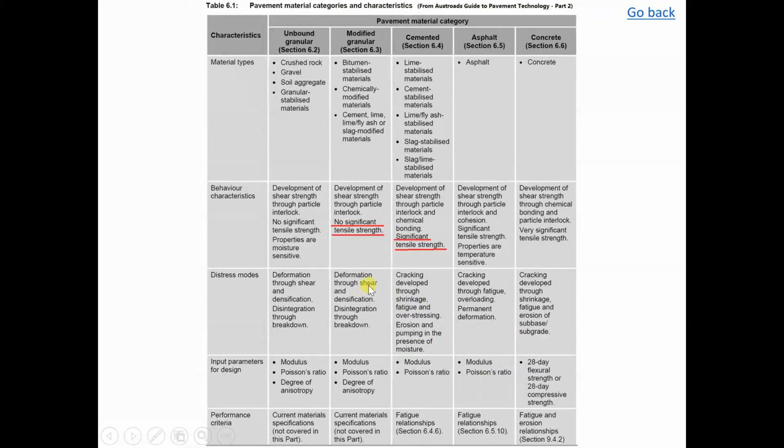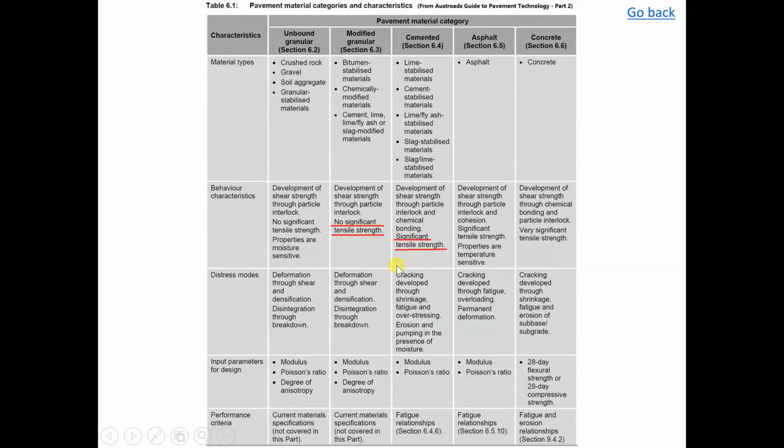So when you consider the modified material and the cemented material, we just have to input the modulus and Poisson ratio. I did mention that the deformation will not happen in the pavement layers above the subgrade. In the elastic theory, we assume the deformation only happens at the subgrade.